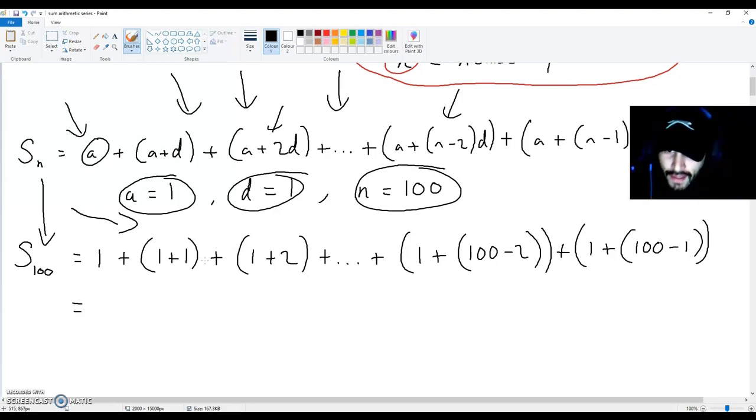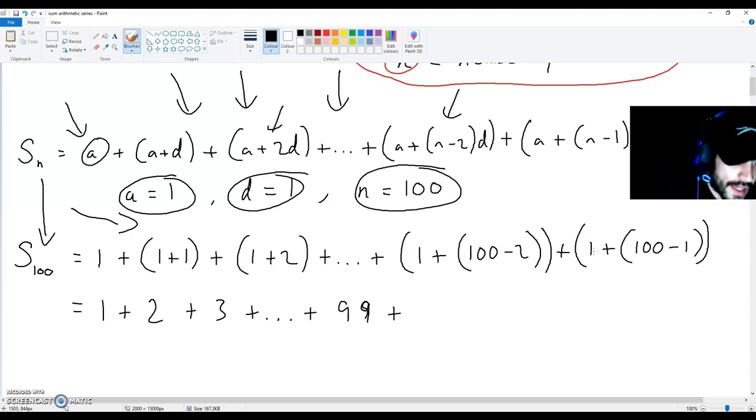Now, let's simplify everything that we've got, including the things in brackets. What we end up with is 1 plus 1, which is 2, plus 1 plus 2, which is 3, plus dot dot dot plus 1 plus 98, which is 99, plus 1 plus 99, which is 100. Look what has happened. We have an arithmetic series. We have all the numbers going up from 1 to 100. We have 1 plus 2 plus 3 plus 4 plus 5, etc., going all the way up to plus 99 plus 100. And we have 100 terms, so n is 100.